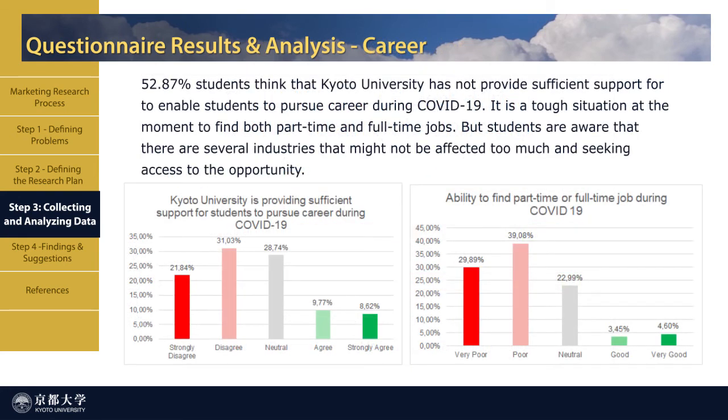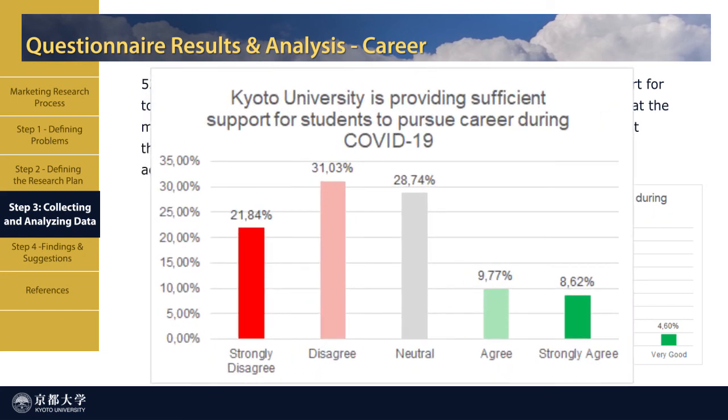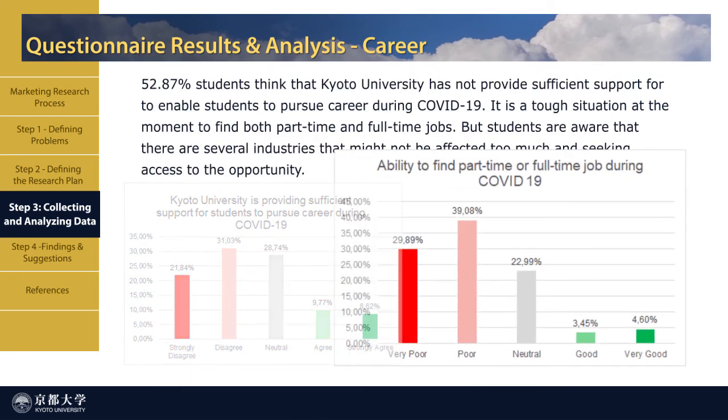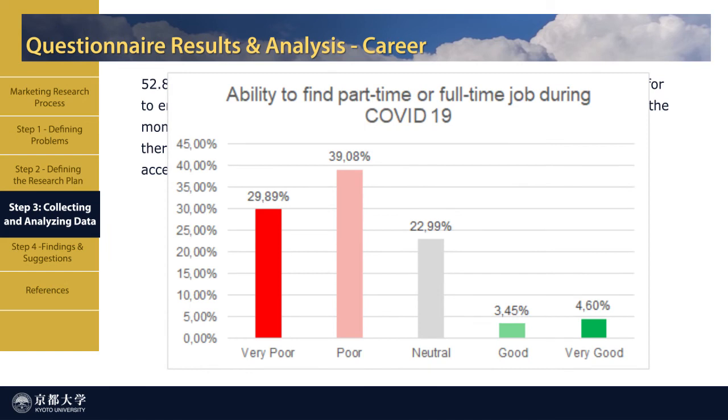The last aspect that we are going to observe is career opportunities. We are going to see whether students are able to find job opportunities, whether it's full-time, part-time, or even internship. 52.87% of students think that Kyoto University has not provided sufficient support in order to connect them with the job market. Only around 8% of the students are able to find job opportunities.